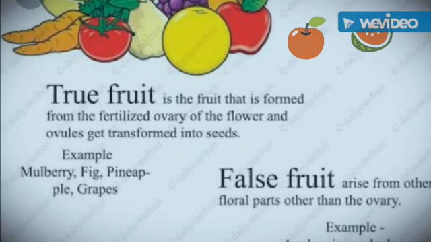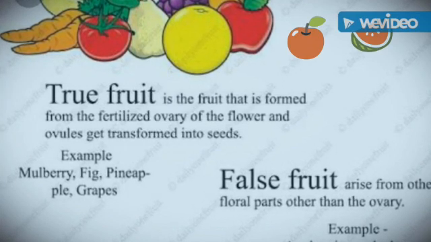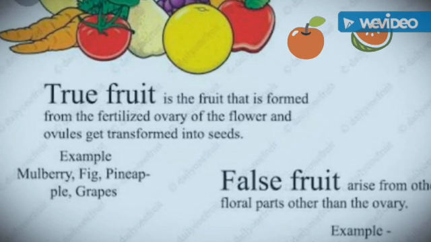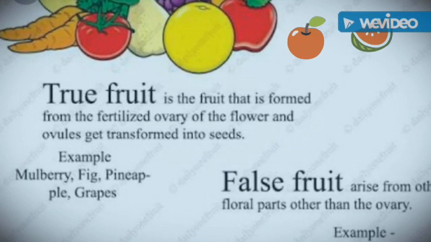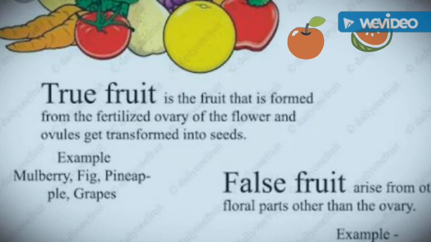Now what are the examples? Examples as mentioned are apple, pineapple, banana. So you must have read about apple. In the case of apple, apple does not grow from the ovary but instead it grows from the thalamus.